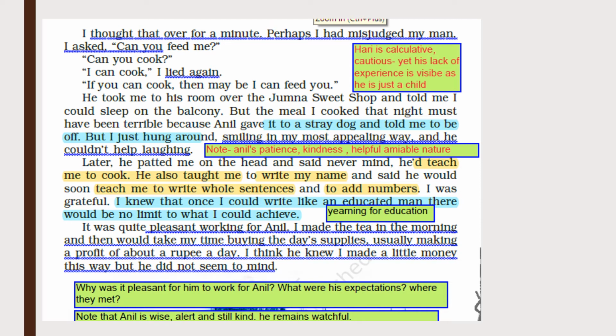He has been thinking that Anil is going to keep him. He is going to give him a job, but he is a very poor man himself. So three mistakes done, and now he accepts I misjudged my man. So he's not an experienced thief.